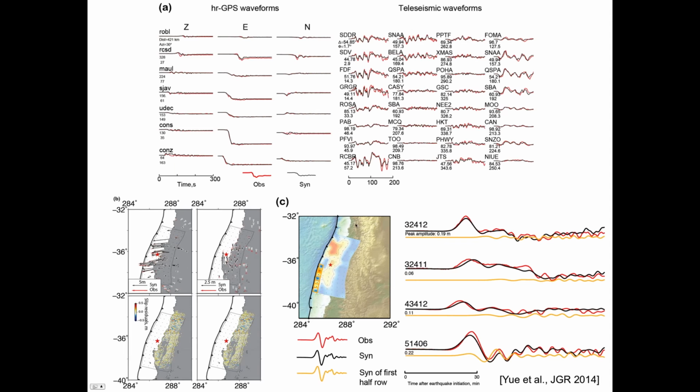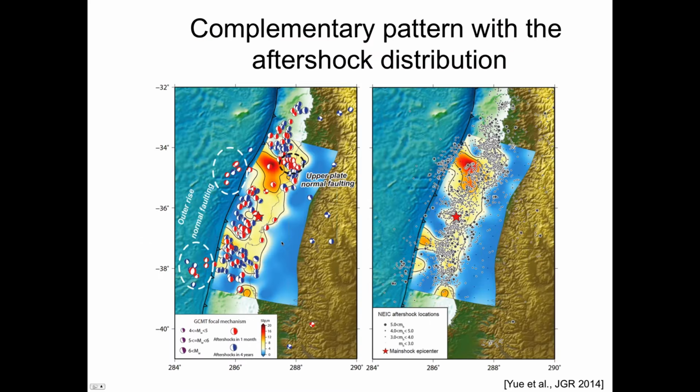Real data, you do the same thing. These are data and fits to the GPS, the seismic, and tsunami observations, and this is the residual fit of the InSAR data. So the data are quite well fit in the joint inversion.